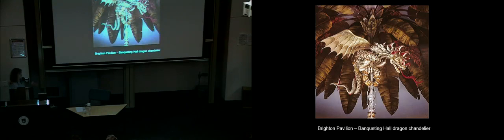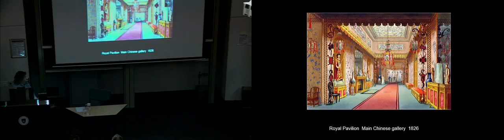And the dragon, this is hanging above the banqueting table. God help them if it ever fell down. It must weigh a ton. Gilded. So the dragon was the symbol of the exotic in the Far East. You know, Japanese dragons and Chinese dragons were the epitome of exotic culture. And there are lots of dragons on the inside of the Brighton Pavilion, as it's known. So here is, this is also called the Long Gallery. It's the main Chinese gallery on the ground floor.